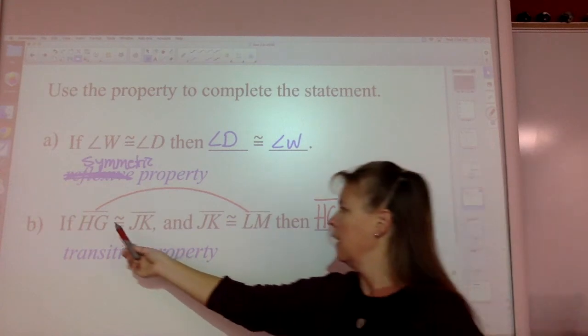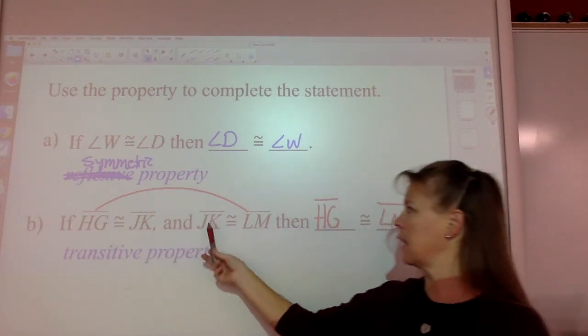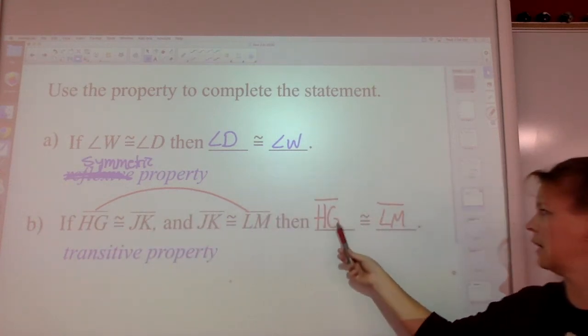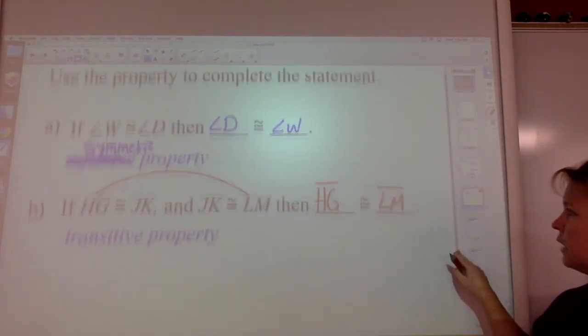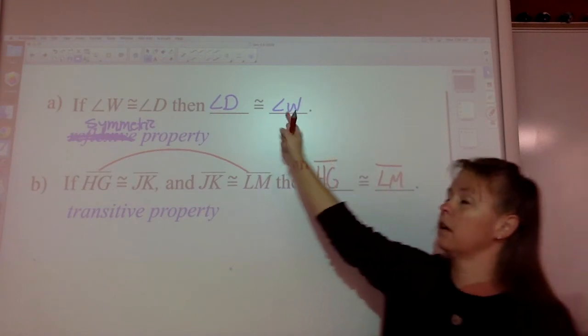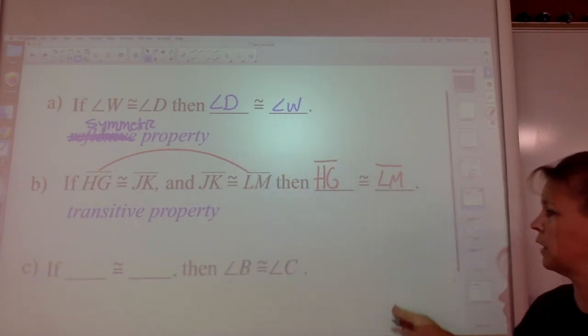Keep it in order. If the first one is congruent to the second and the second is congruent to the third, then you have to take the first congruent to the third in order. Don't forget your segment bars. Don't forget your angle marks or you're going to get marked wrong for notation.